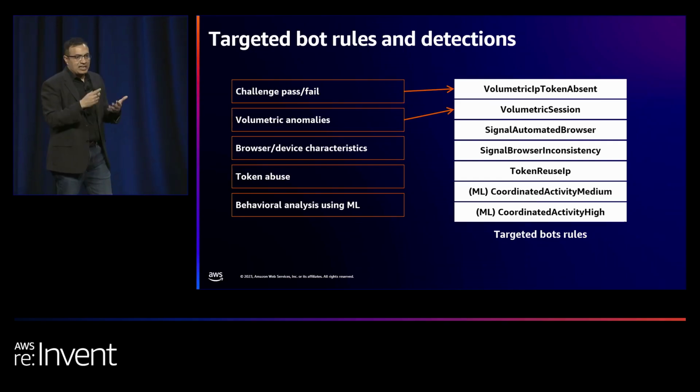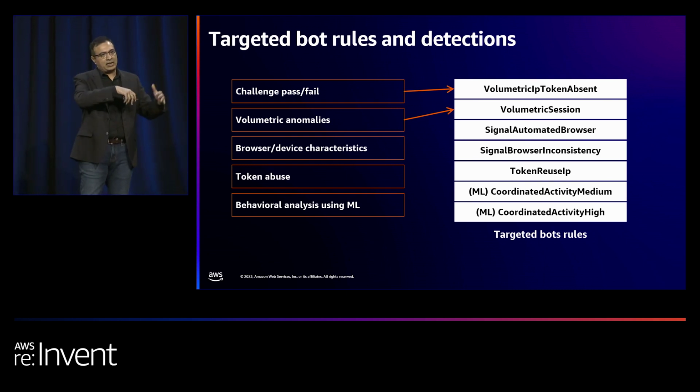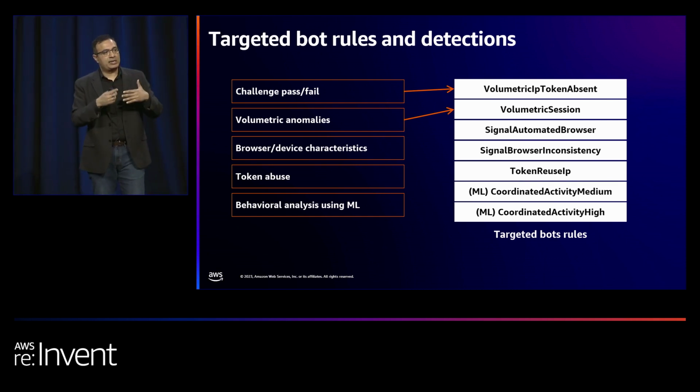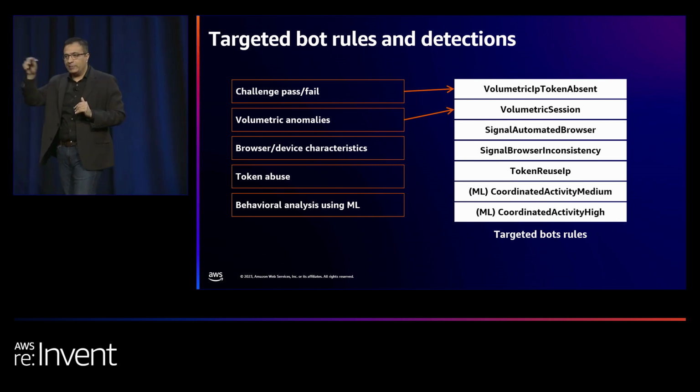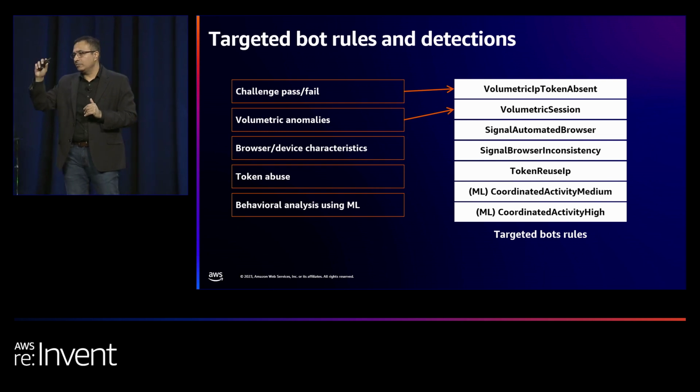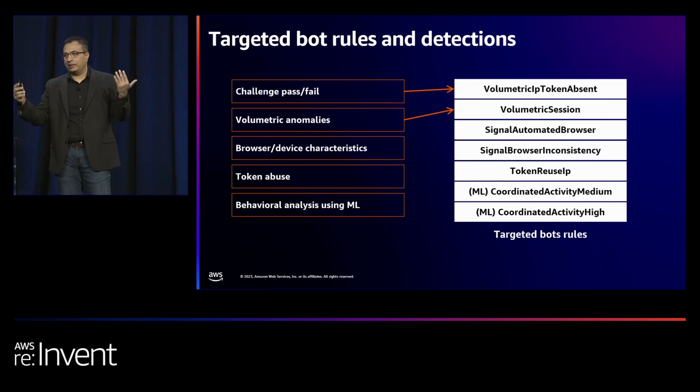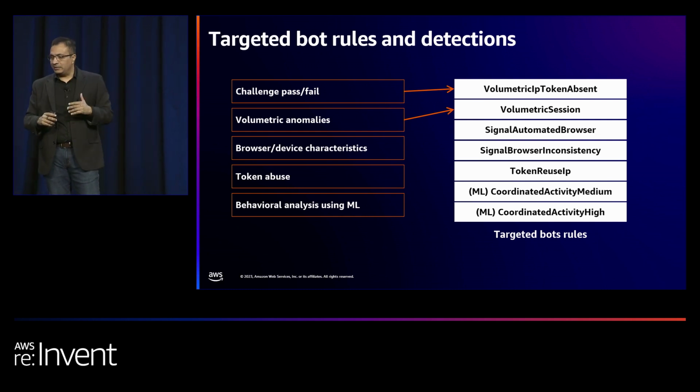And these baselines could change during the time of day. As the traffic patterns change during the day, during the week, during the month on the website, our baselines are continuously recalculated across your entire client base. And at any point in time, any anomalies, meaning that if any bot operator is trying to launch a DDoS attack or they're coming in higher than the rate, volumetric session blocks them.